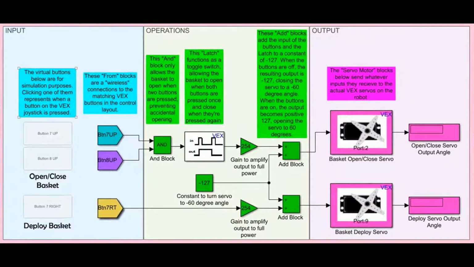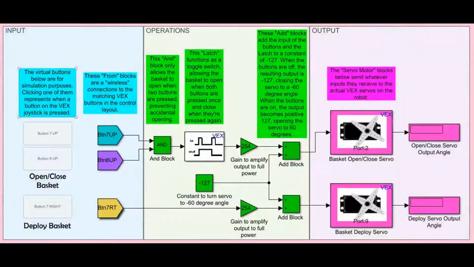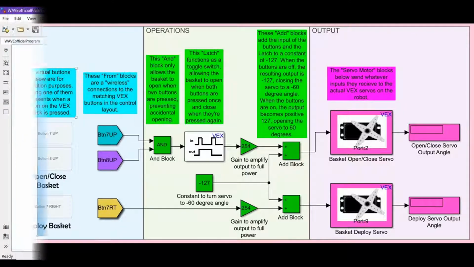Finally, our robot program contained a trash storage subsystem that would use a servo to release a storage basket into a usable position and then use another servo to open and close the basket. The latter function was controlled with two buttons pressed at the same time by using an AND block in order to prevent accidental opening of the basket, and a latch block to allow the same two buttons to then close the basket.